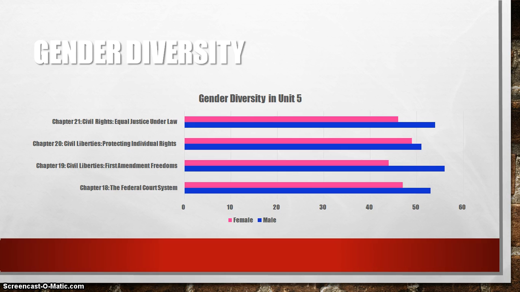Based on this data, it can be inferred that gender is reasonably distributed evenly when it is taken into account the content that is being covered. Historically, men were the main representatives that framed the American government system, and since this unit covers the federal court system and constitutional freedoms, it is expected to have a more male than female representation. Based on this data, I have inferred that gender diversity is evenly distributed in this unit.